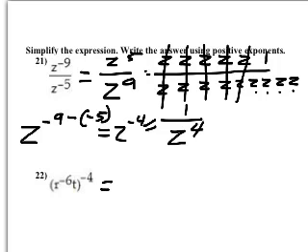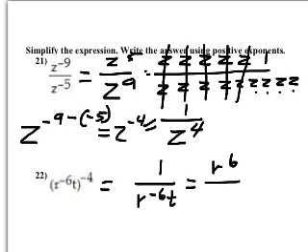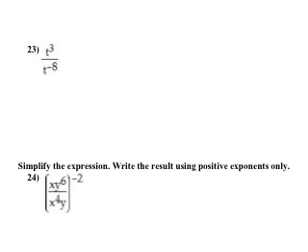All right, this one here, we'll immediately put it on the bottom. 1 over r to the negative 6 times t. Okay, but that r to the negative 6, well, we can switch that to the top. r to the 6th over t. And we're done. Number 23.